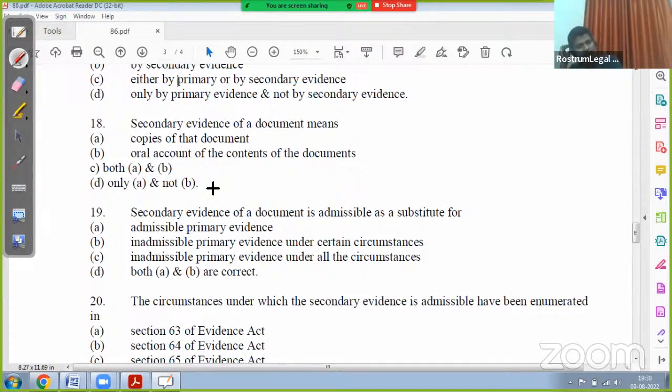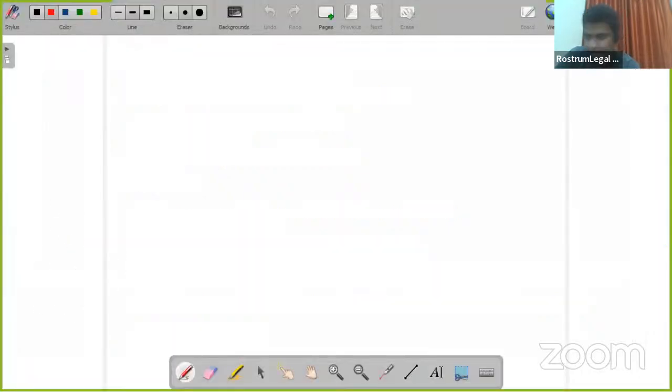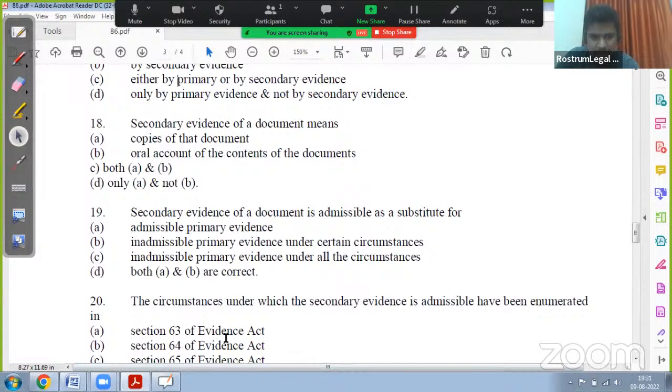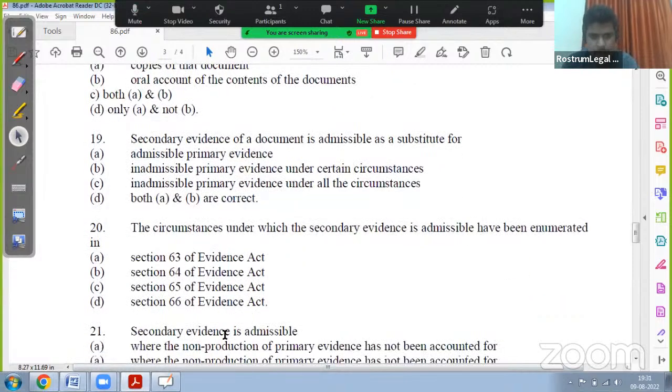तो अगर किसी पर्टिकुलर डॉक्यूमेंट का प्राइमरी एविडेंस ही एडमिसेबल नहीं है, उसकी ओरिजिनल कॉपी ही एडमिसेबल नहीं है, तो क्या उसका ज़ेरॉक्स एडमिसेबल होगा कोर्ट में? यस और नो? नहीं होगा ऑब्वियसली. सो एडमिसेबल प्राइमरी एविडेंस, A is the correct answer for this. नेक्स्ट क्वेश्चन, क्वेश्चन नंबर 20.